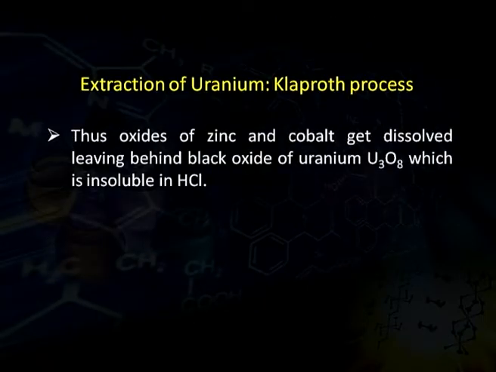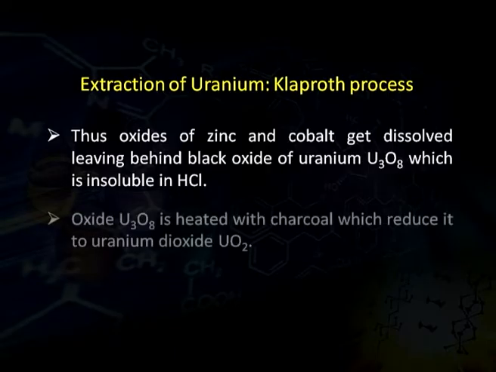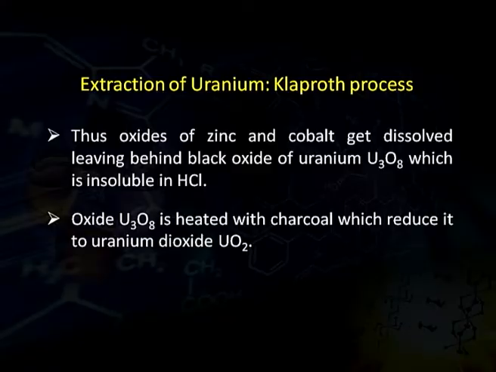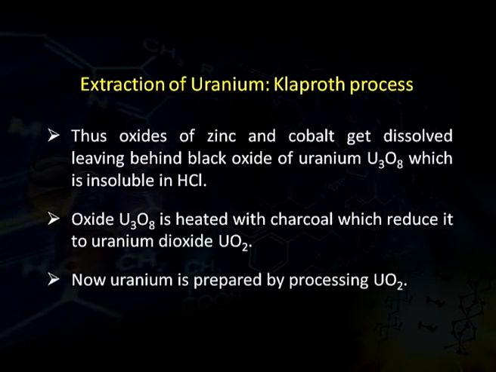Thus, the oxides of zinc and cobalt get dissolved, leaving behind the black oxide of uranium, U3O8, which is insoluble in HCl. The oxide U3O8 is heated with charcoal, which reduces it to uranium dioxide, UO2. And now uranium is prepared by processing UO2, uranium oxide.